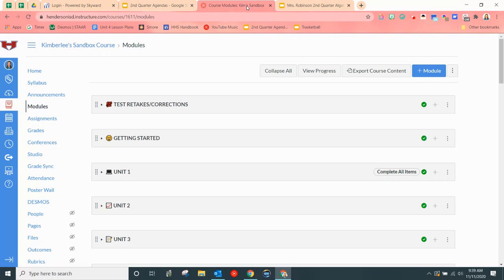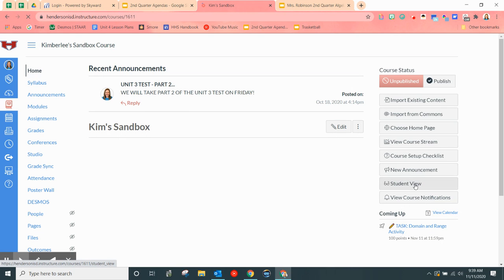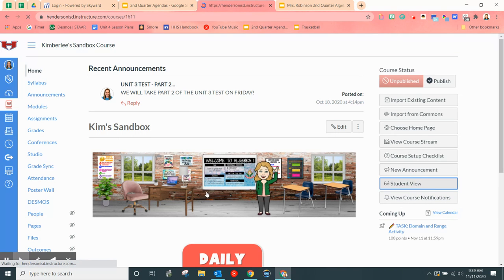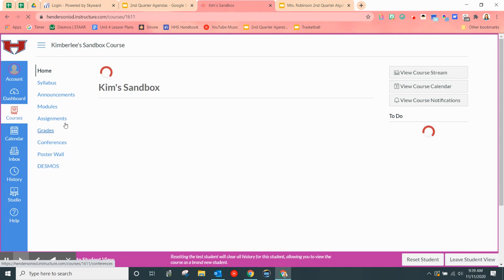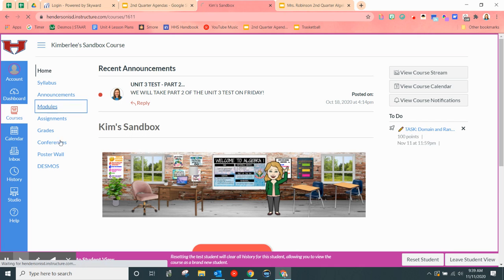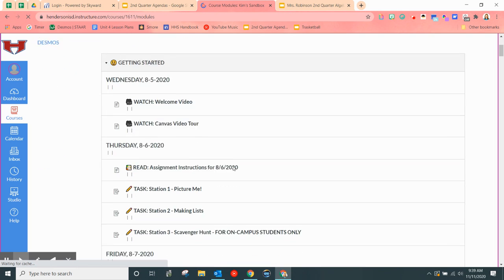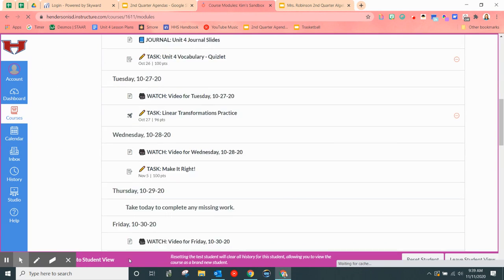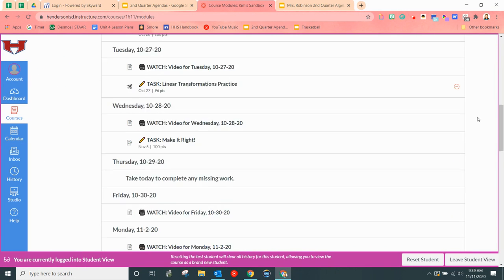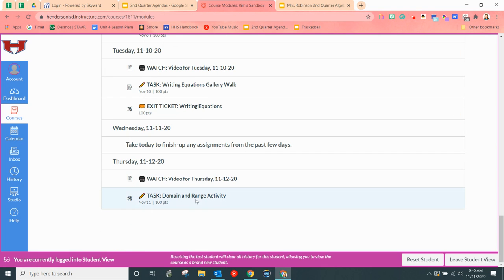Okay, so today, if you go to the modules page, actually here, let me go into student view so it looks like what you guys actually see. My view is a little different. Okay, so if you go onto the modules page today, wait for it to load. There we go. Scroll on the bottom of the page. We have one activity for today, but we're going to do some notes first.